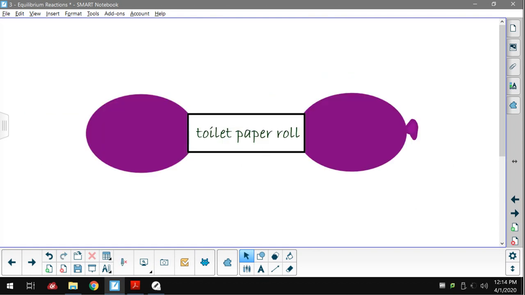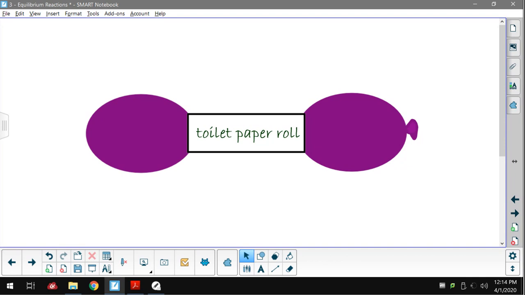I've got a toilet paper roll, just a cardboard insert. And what I did is I took a balloon, a purple balloon, put it inside, and blew up the balloon. So now part of the balloon is sticking out on this side and part of the balloon is sticking out on this side. You've got part of the balloon sticking out on the left, part sticking out on the right. I tie it off, and so now I have a balloon.